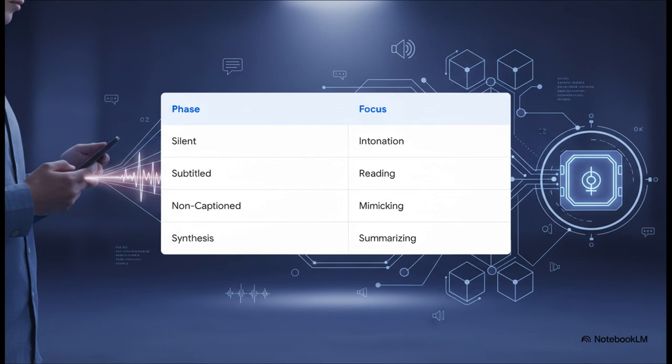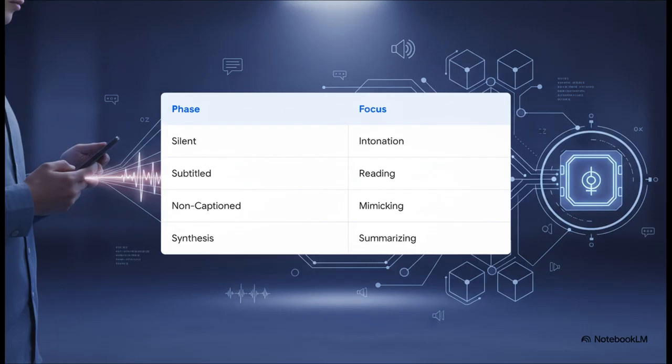As you review transcripts or case studies, I want you to follow these 4 specific phases. Phase 1 is silent observation. Literally, just listen closely for stress and intonation. Phase 2 is subtitled shadowing. Read the text and repeat it simultaneously so you connect the spelling directly to the sound.